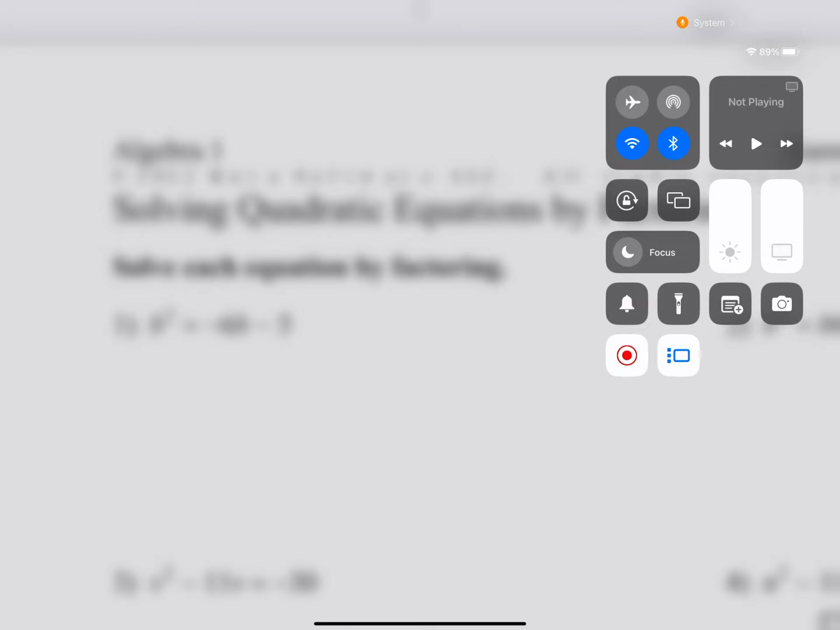My markup, it's not going to let me write for some reason.